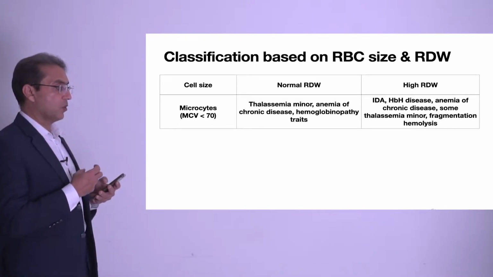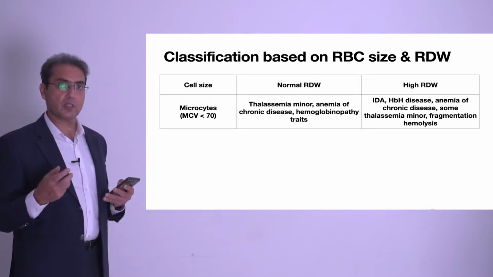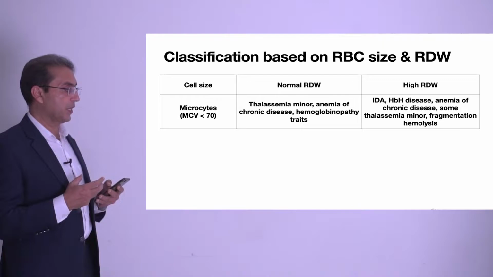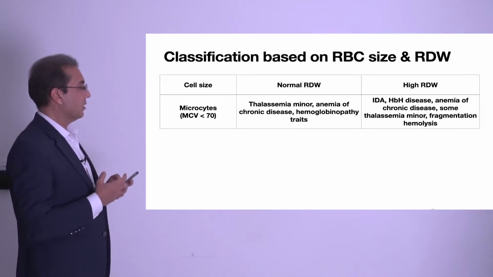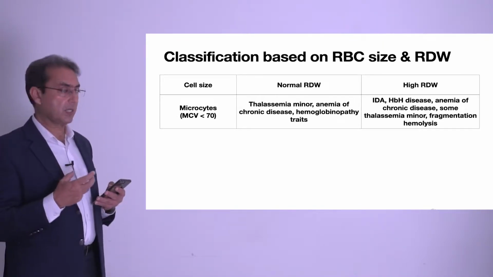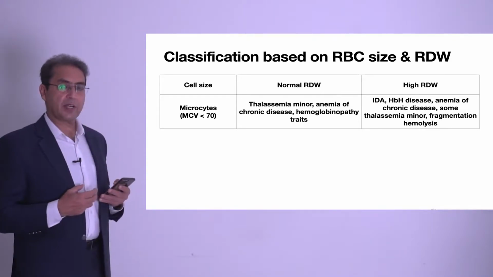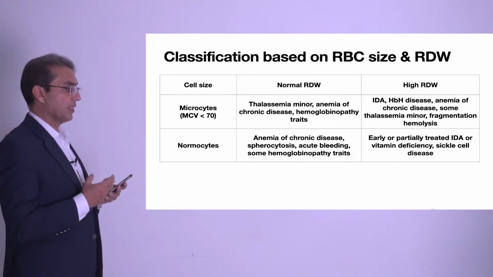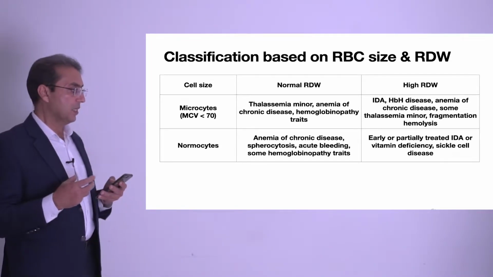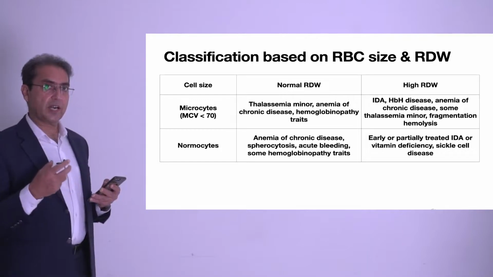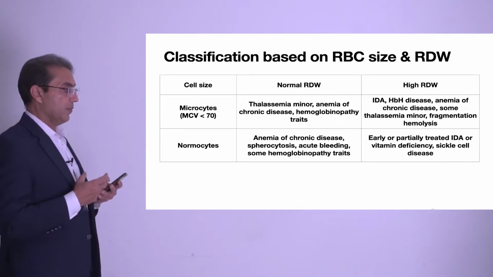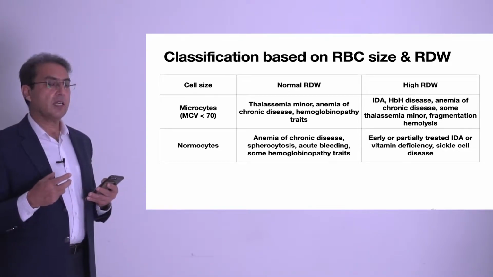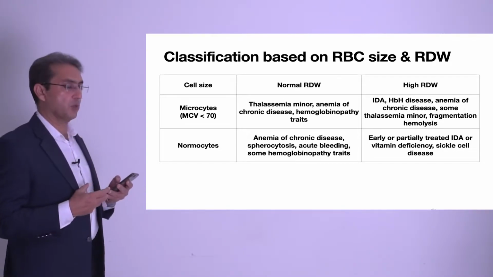And in patients who have microcytes with high red cell distribution width, there may be iron deficiency anemia, hemoglobin H disease, anemia of chronic disease, some thalassemia minor patients, and patients who have fragmentation hemolysis, so red cell distribution width may be high. And then in patients who have normocytic anemia, the RBCs of normal size, you may have anemia of chronic disease if the red cell distribution width is normal. They may have spherocytosis, acute bleeding, and some hemoglobinopathy traits. They can present with normal red cell distribution width.